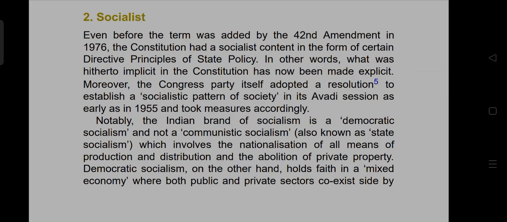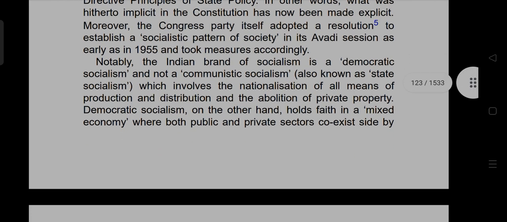Second, socialist. Even before the term was added by the 42nd Amendment in 1976, the Constitution had socialist content in the form of certain directive principles of state policy. In other words, what was hitherto implicit in the Constitution has now been made explicit. Moreover, the Congress party itself adopted a resolution to establish a socialistic pattern of society in its Avadi session as early as in 1955 and took measures accordingly.